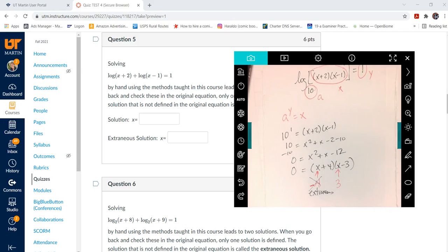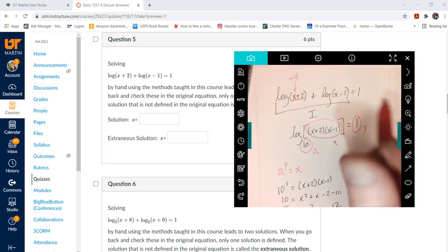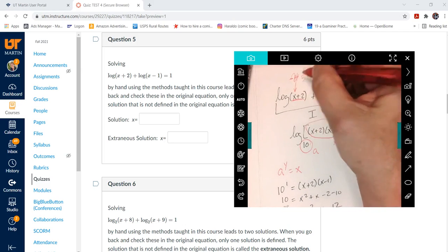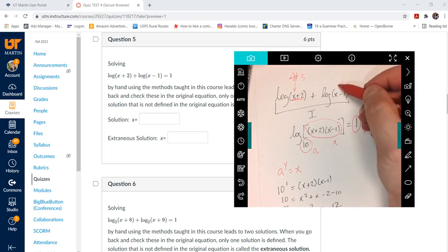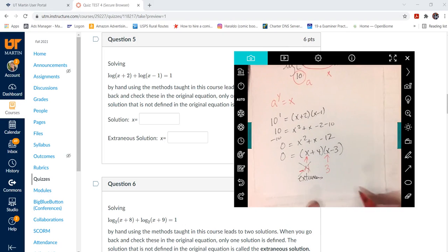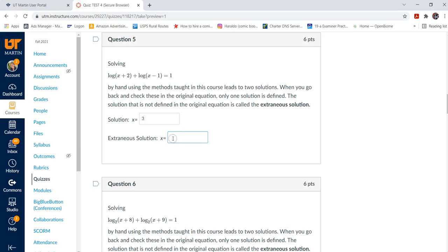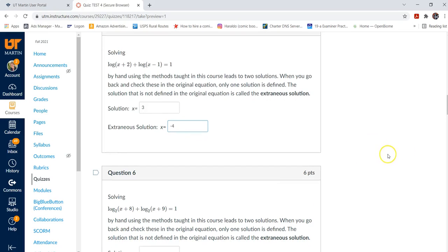Now I go back and check 3 in my equation. If 3 goes in there, I get positive 5, so it's okay. If 3 goes in there, I get positive 2, so it's okay. So this 3 is a solution. So the only solution is x equals 3. So my solution is x equals 3, and my extraneous solution is x equals negative 4. Okay.